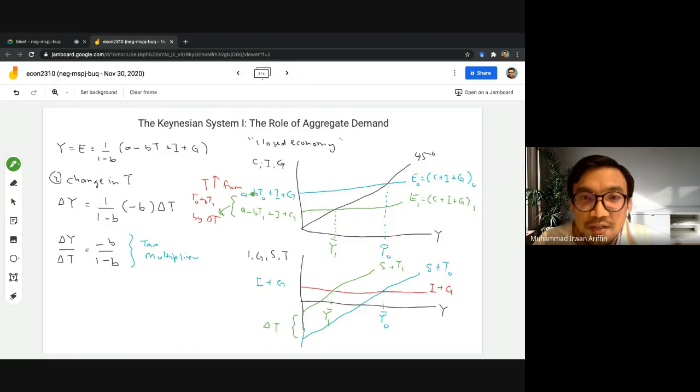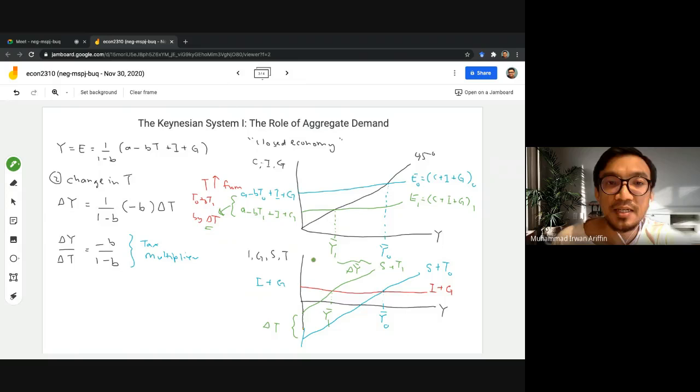However, take note of the size of delta T and the size of delta Y, which is the change in our equilibrium income. The equilibrium income has fallen by a bigger amount than delta T because of the tax multiplier. Whenever households need to pay the tax, they would reduce their consumption as well as their saving. It depends on which factor is stronger, but it will have a multiplier effect.